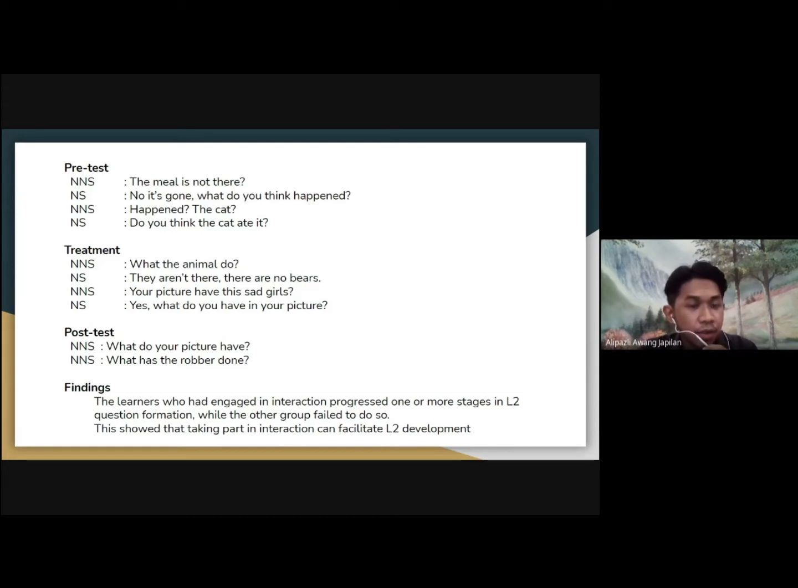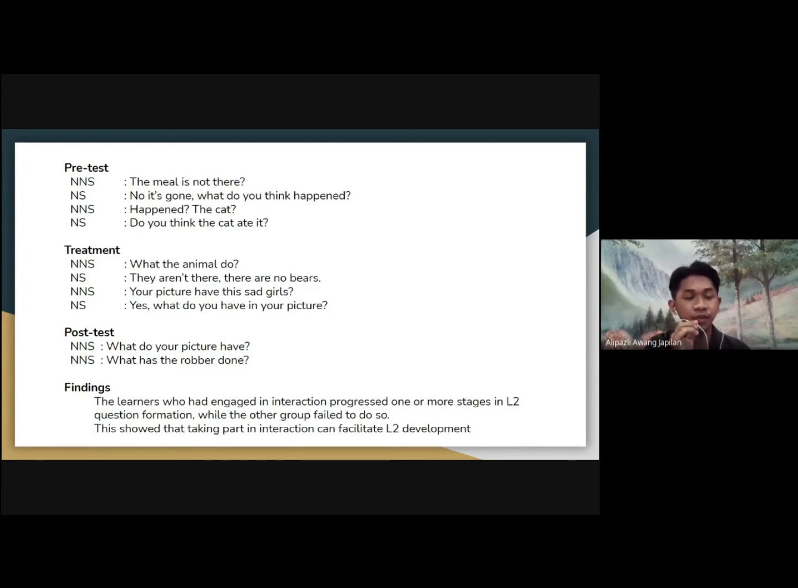And if you can see in the pre-test, the question asked by the non-native speaker doesn't have a WH question, okay? But in the treatment, it has a WH question, but still in declarative word order. For example, you picture have this sad girl, like that. But in the post-test, the non-native speaker began to use the WH question and also auxiliary words. For example, do or has, something like that.